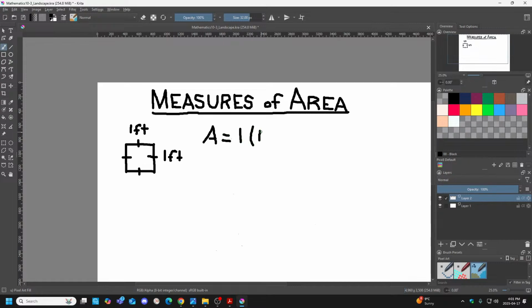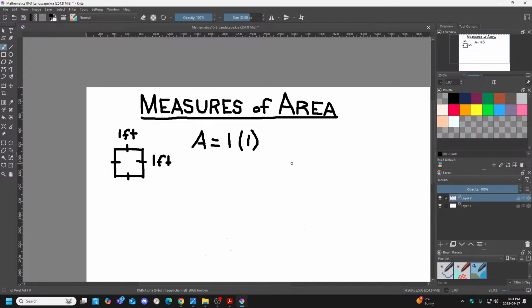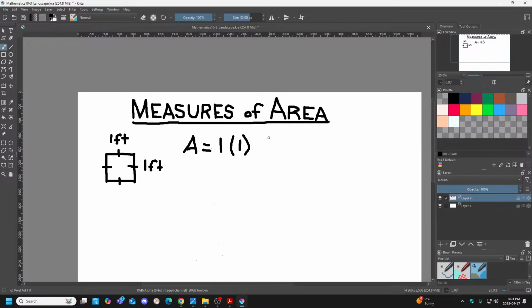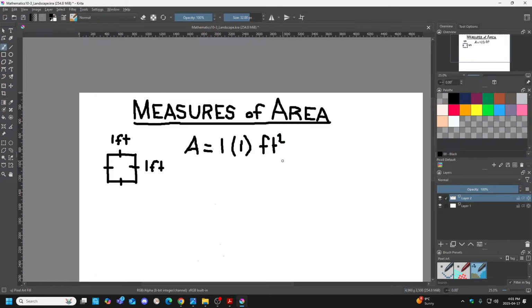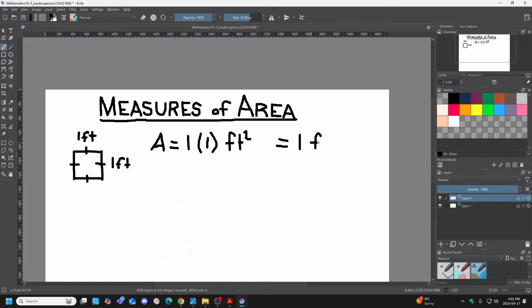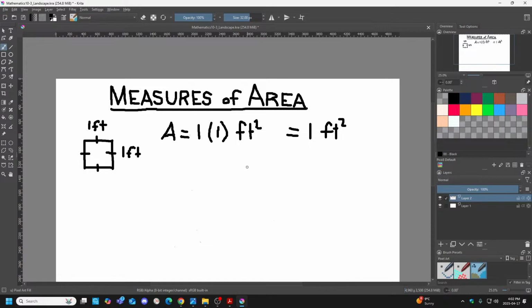times 1. Oh, wow. I guess this is good for those that have an IQ of 50. They can understand this, I think. 1 times 1, hopefully. So you have 1 foot squared. Oh my goodness, 1 times 1 is 1. I know, I'm hilarious.